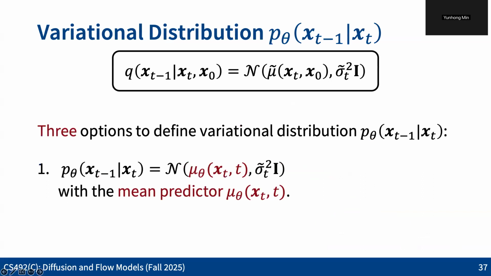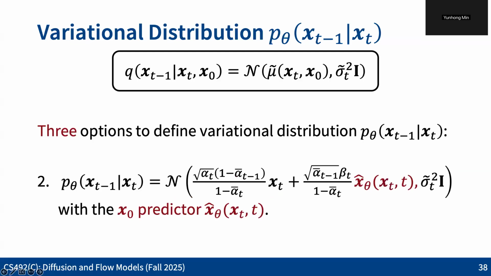So you can see that actually there are a bunch of options here, right? We have seen the three options. This is the natural option, in that we directly predict the mean of the reverse transition distribution, right? The most natural option. But instead of directly predicting the mean, we can consider predicting the clean sample.